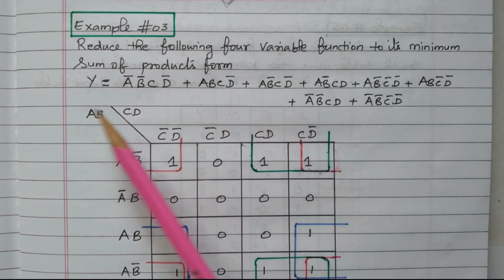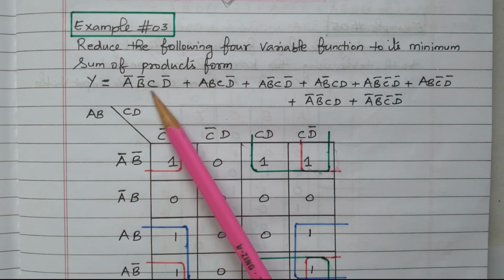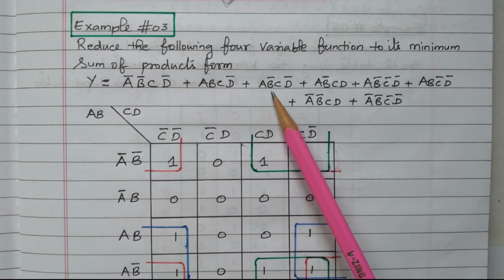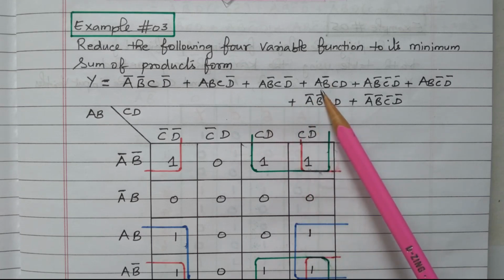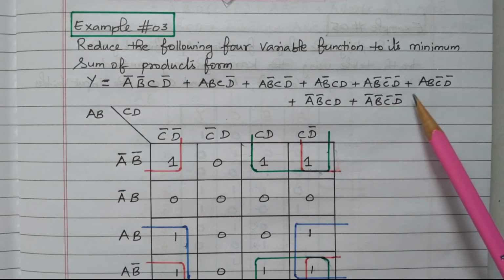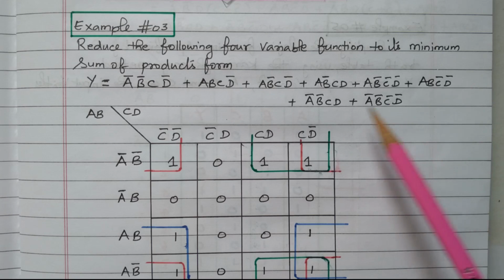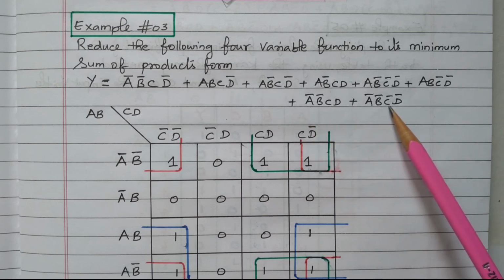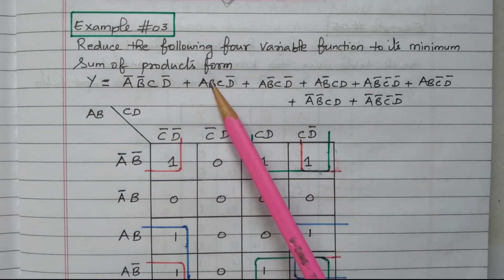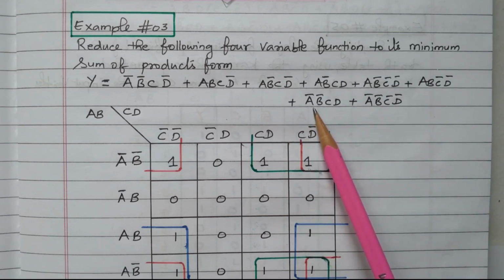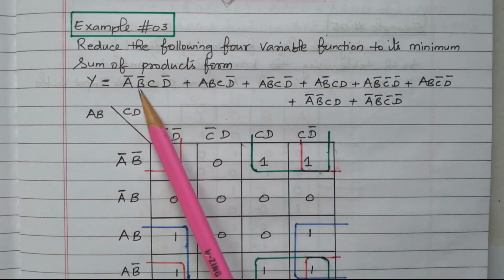The given function y equal to a bar, b bar, c d bar plus a b c d bar plus a b bar c d bar plus a b bar c d plus a b bar c bar d bar plus a b c bar d bar plus a bar b bar c d plus a bar b bar c bar d bar. Right, 1 2 3 4 5 6 7 8, there are 8 terms available. It is with the 4 variables a b c d, 8 terms with the 4 variables are available.